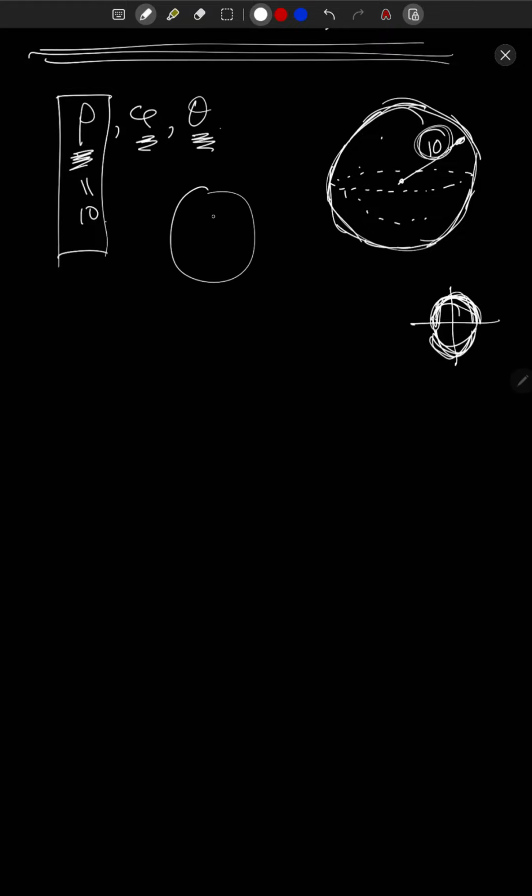Because it describes, so here's your z-axis. It describes where you are here. That's your phi. Your phi describes where you are latitudinally, I guess. And theta describes where you are as you circle around the globe, east to west. And so that's longitude.